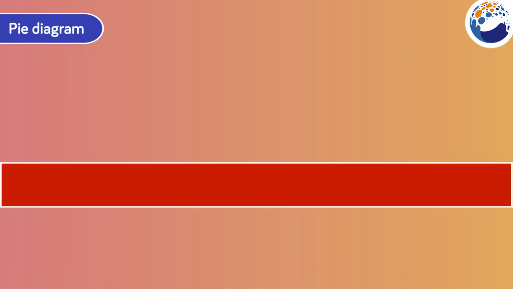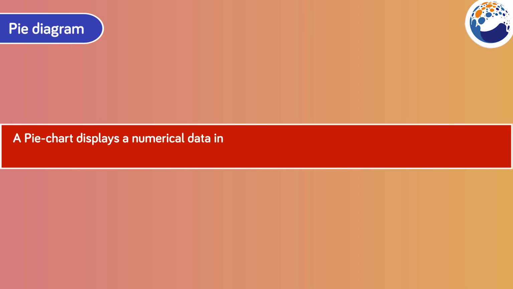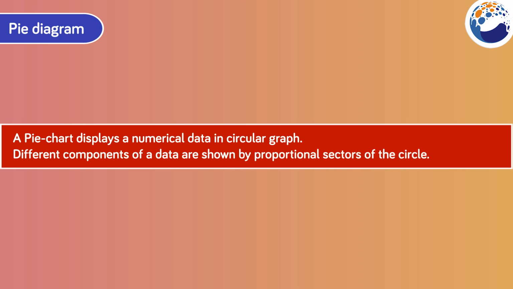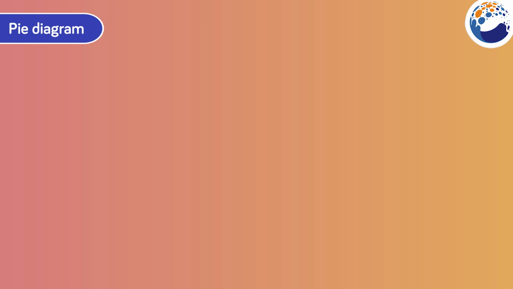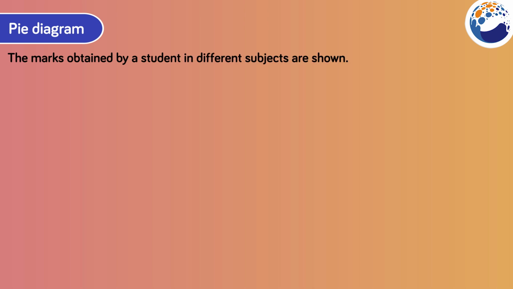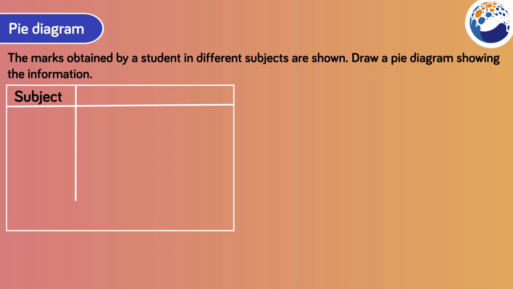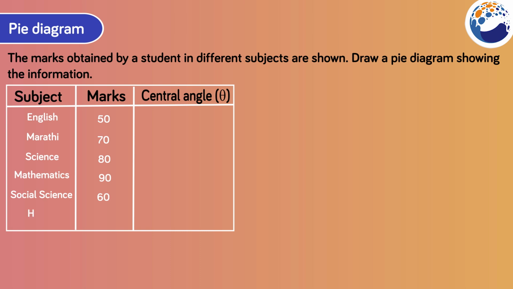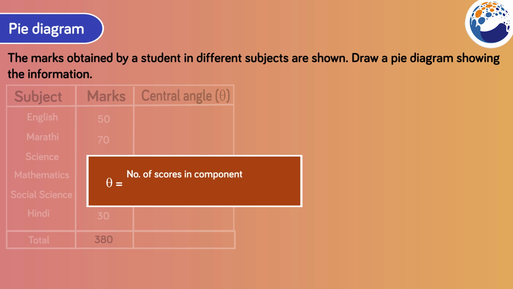Pie diagram. A pie chart displays numerical data in a circular graph. Different components of the data are shown by proportional sectors of the circle. Let us consider one example. The marks obtained by students in different subjects are shown. Draw a pie diagram showing the information. We draw 3 columns: subjects, marks and central angle, theta. Now we write the given subjects and marks in their respective columns. Next, we calculate total marks, which is 380. Theta is equal to number of scores in component upon total number of scores into 360 degrees.